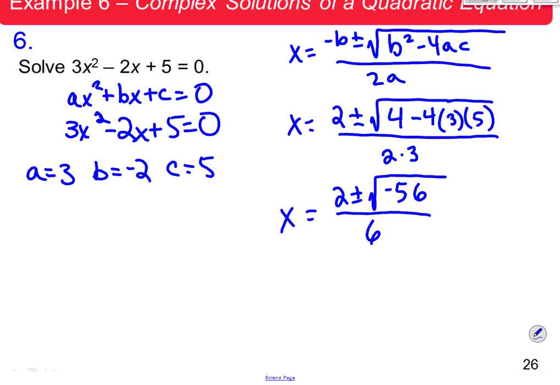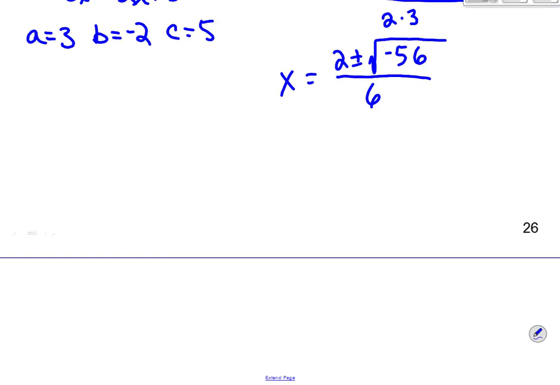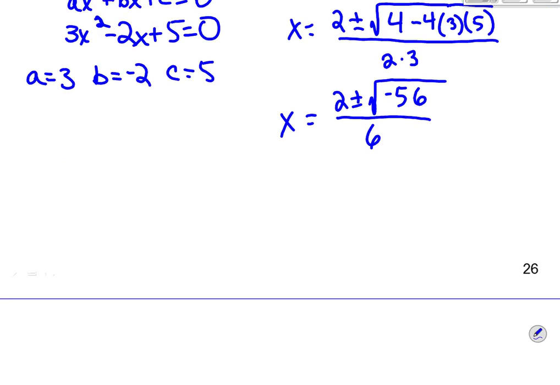Now, I do want to go over and think about simplifying this radical, because we had a radical on the last test, and some people had a little trouble simplifying that. So x equals 2 plus or minus. The perfect square factor that goes into 56 is 4. So this will be i, the square root of 56, over 6.